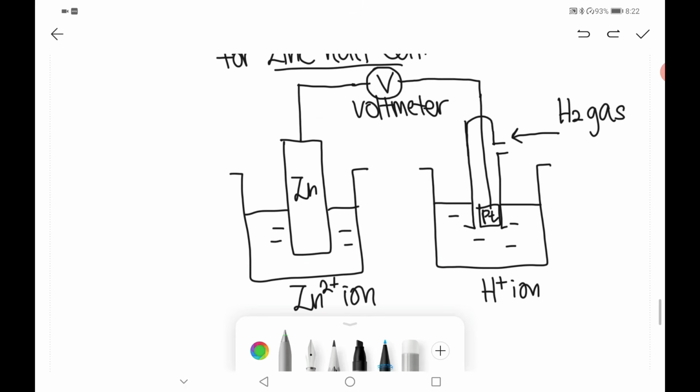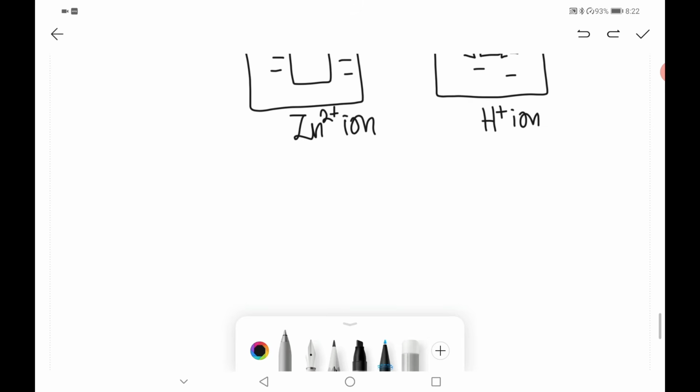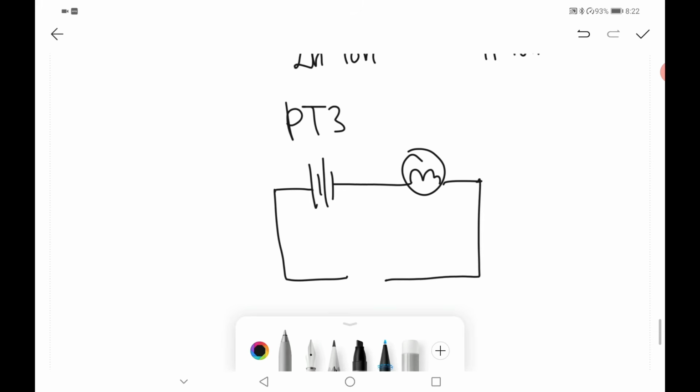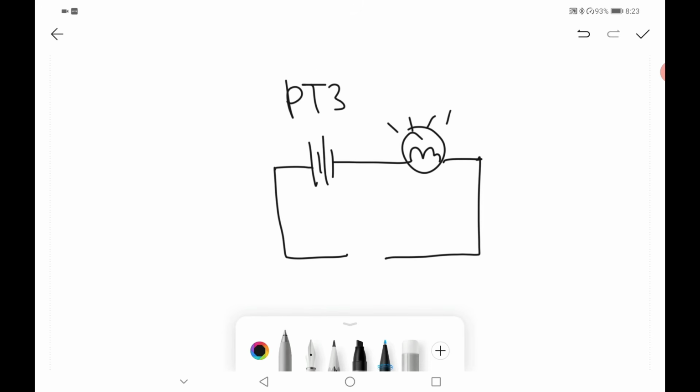So this diagram still needs a final touch, because as you can see here there is a gap. When there is a gap, the electric cannot pass through. Just like when you learned back in your PT3 science: when you want to have a circuit, this is a battery, this is a bulb. If we have something like this, the bulb will not light up, because here you have a gap.